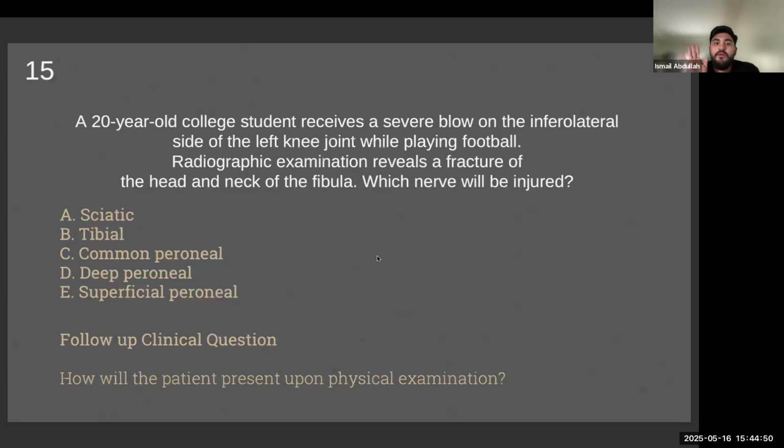Nice. How will the patient present upon physical examination? Like how will you see him when he comes into the clinic? Foot drop and an inverted foot, because both deep and superficial are gone, and he's going to have loss of sensation in all of the dorsum of the foot. Exactly. Foot drop, inverted foot, and loss of sensation on the dorsum of the foot. Nice.